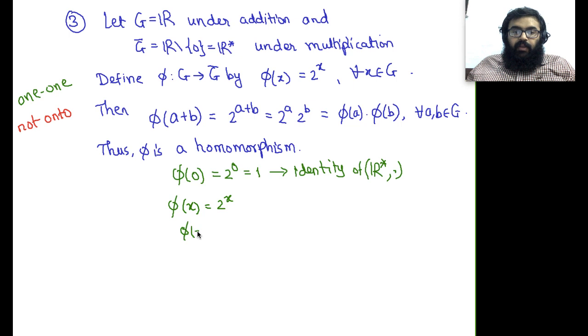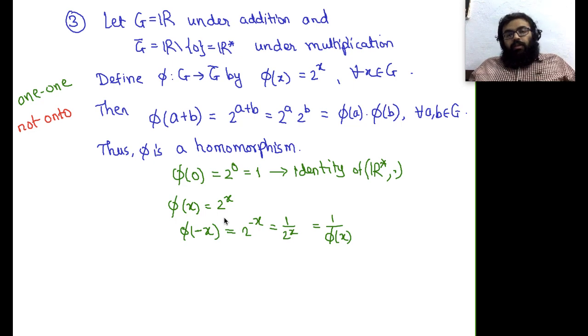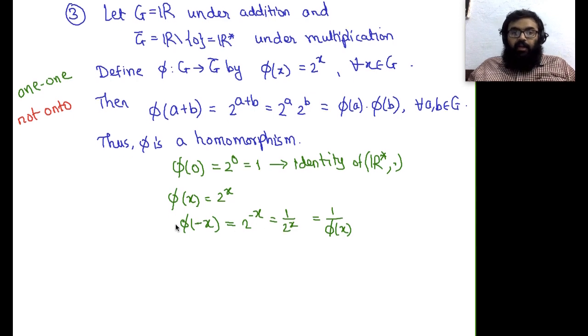What about phi of x inverse? The inverse of x is minus x, because here we have an additive group. So phi of minus x is 2 raised to minus x, which is 1 upon 2 raised to x, which is 1 upon phi of x. And 2 raised to x is never 0. So phi of x into 1 upon phi of x is 1, which means 1 upon phi of x is the inverse of phi of x. So phi of minus x is the inverse of phi of x in R star.